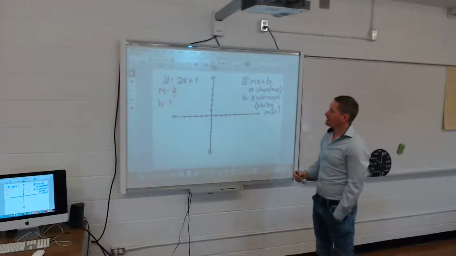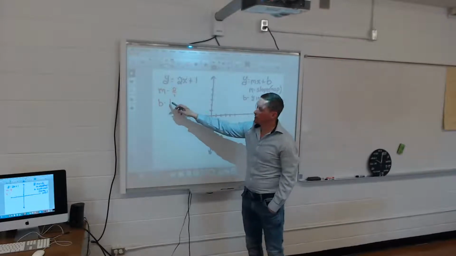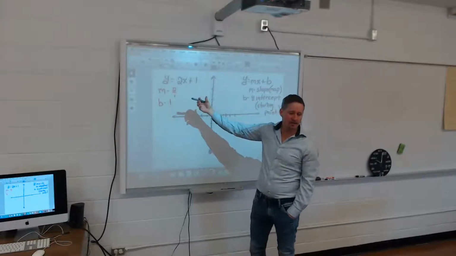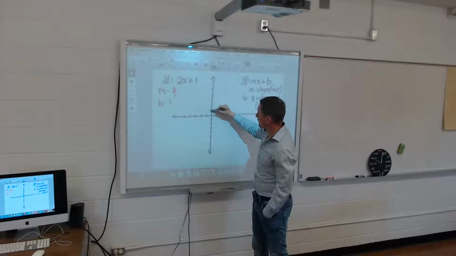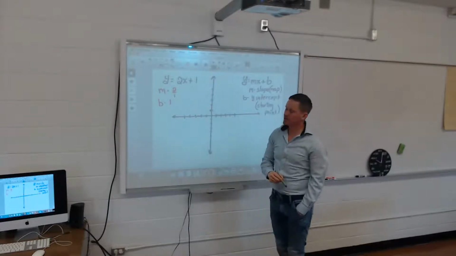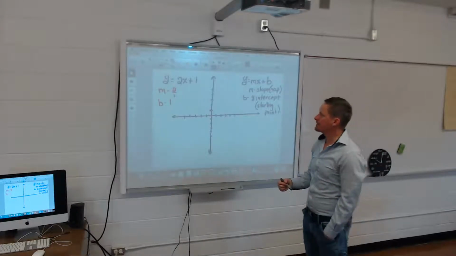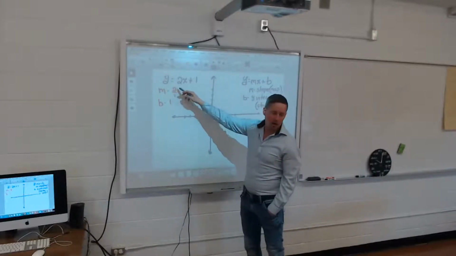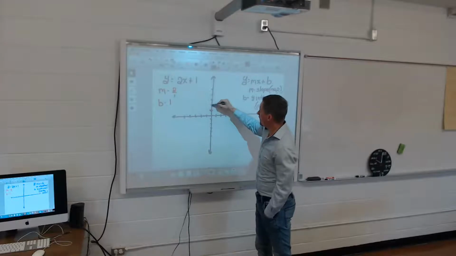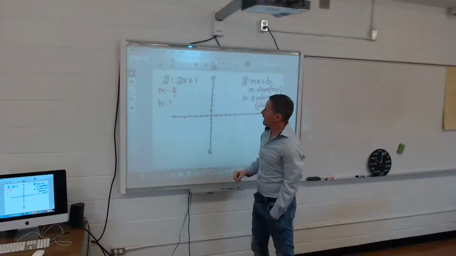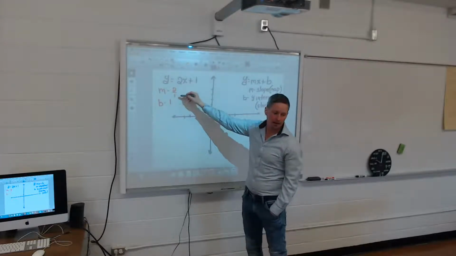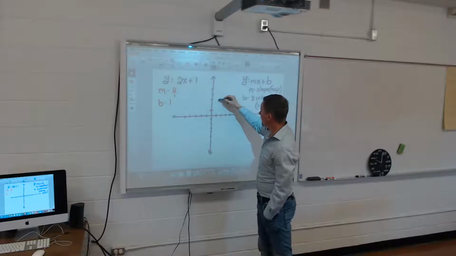Yep. Okay. So what I do then is I go to my b part. So that's my starting coordinate. I go to 0 and 1 right here. There's 0 and 1. Now my map tells me where to go. Where does my map tell me to go? It says go up 2. So I go up 2. And then I go right 1. So I go 1 to the right.